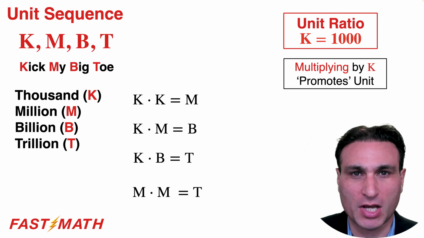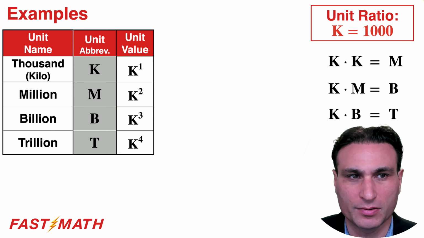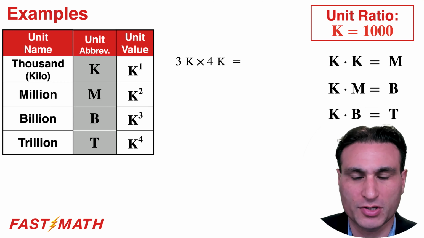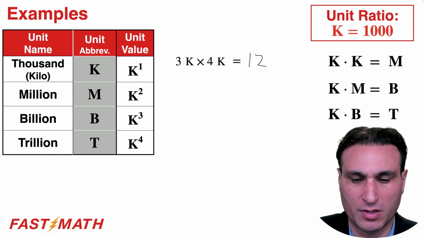Now I have a few more examples I want to show you. First example, what is 3,000 times 4,000? This is meant to be simple. 3 times 4 is 12. And what's 1,000 times 1,000? 1,000 times 1,000 is million. So the result is 12 million. Again, no counting zeros.